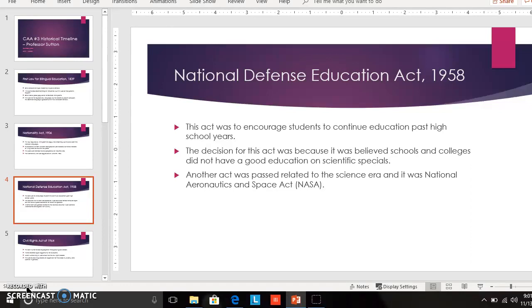Another act was passed that was related to the National Defense Education Act, and that was the National Aeronautics and Space Act, which is also known as NASA. During this time, this was basically a scientific era in 1958, technically with the Sputnik part. I'm not sure if a lot of people knew about that, but this was basically dealing with the Sputnik era.